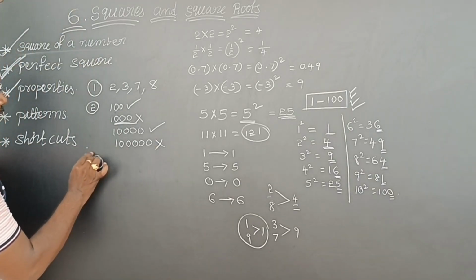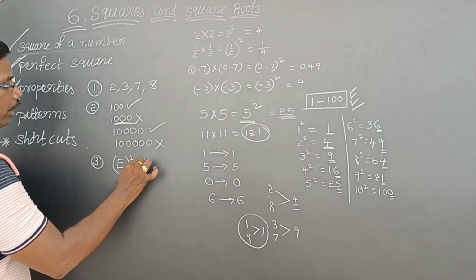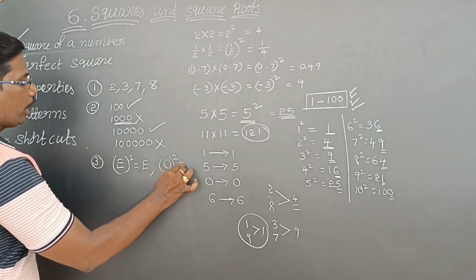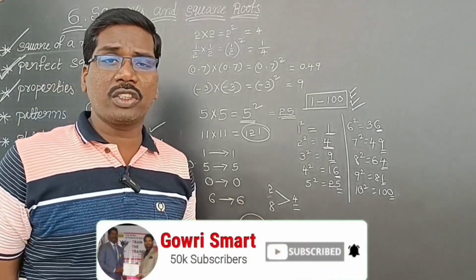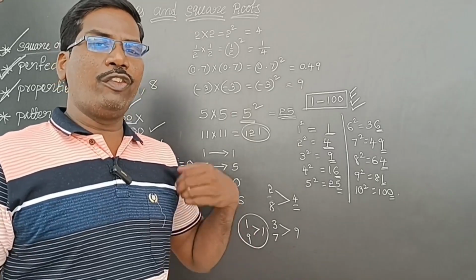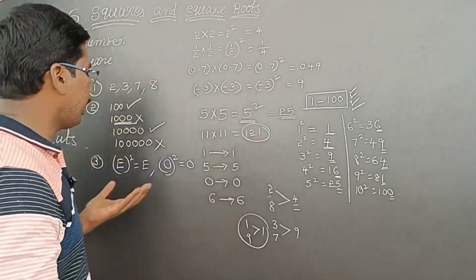And the third property is, if you make the square of any even number, you will get an even number. Or if you make the square of any odd number, you will get an odd number. So if you take an even number and make a square, it will definitely be even. If you take any odd number and make its square, then you will get an odd number only. Let us take an example.